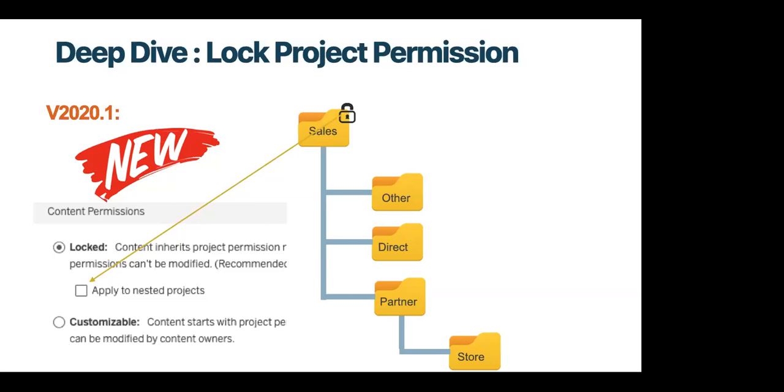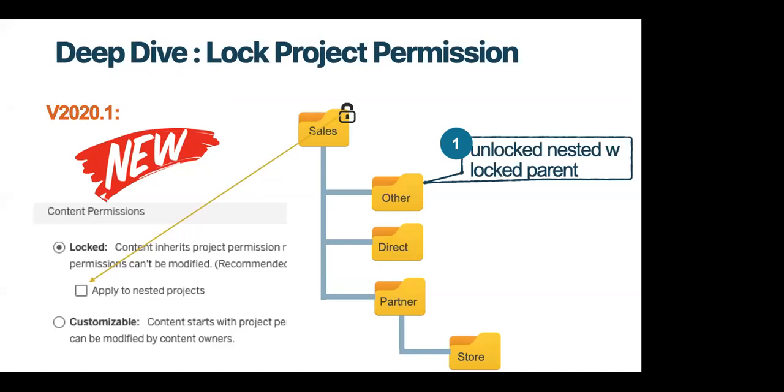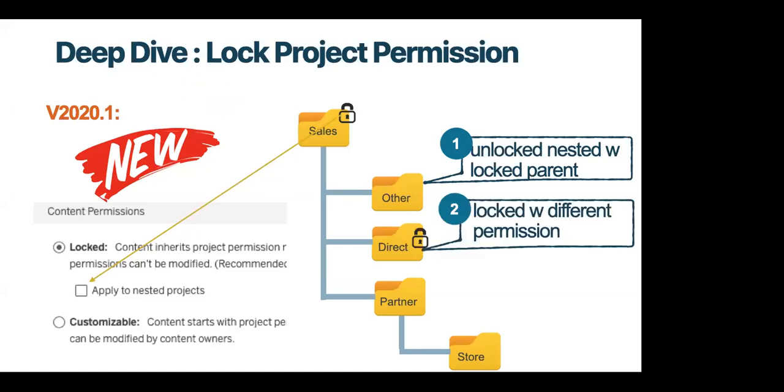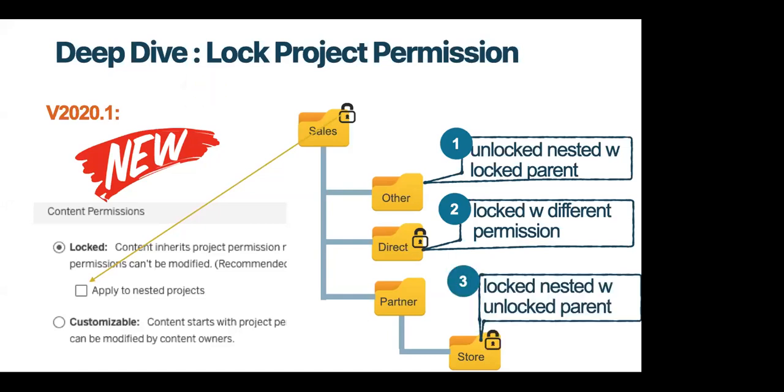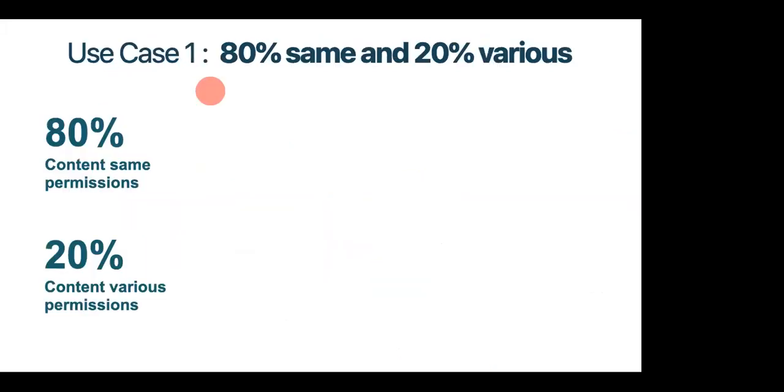2020.1 came with a beautiful locking new feature, super flexible feature. The parent level for cells are locked, but this locking does not apply to nested project, which is why the other project is unlocked. I can also lock director, and also I can lock the store, which is even the sub project of partner. Very, very flexible.